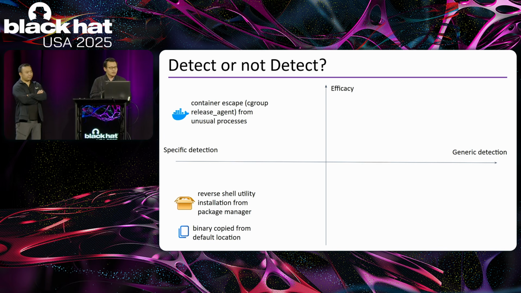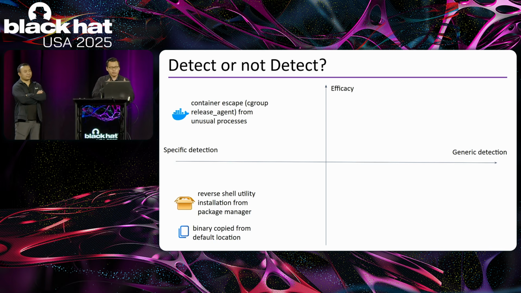Now, if the utility is already installed on the box, then we won't be able to detect it. The last thing we may be able to do here is detect the legitimate binary that is copied out of the default location. As some of you probably know, this can be very specific and also noisy as well. Across the entire talk, you will see that in the next story as well.